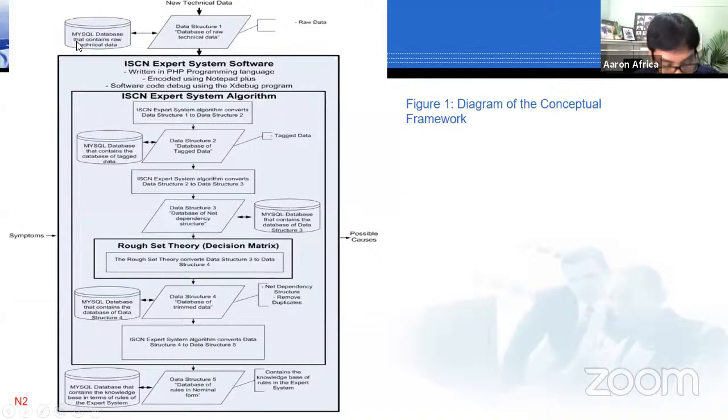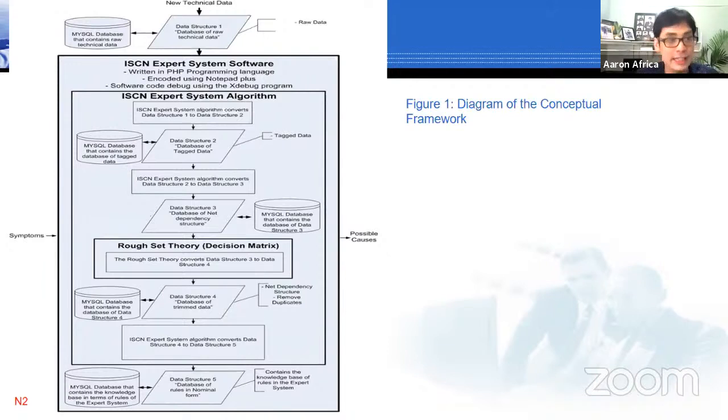As shown here in MySQL, we use MySQL as the database program. The raw technical data contains the symptoms and the possible causes which are experienced by the technician in the field. The raw technical data is in the form of notes. Usually, they just write it in their notebook, or if they have spreadsheet notes, they write it there, and that is the raw technical data in data structure 1. It contains a journal of the technicians on their troubleshooting experiences.